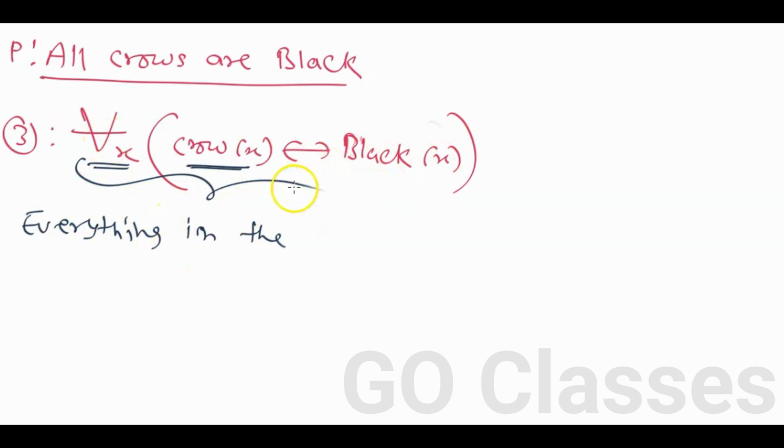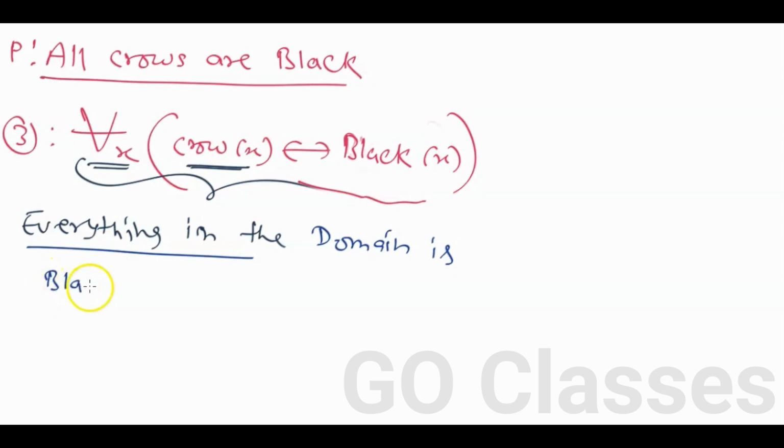So I want to see whether this expression is a correct expression for this English statement or not. But you can notice what this expression is saying: everything in the domain is a crow if and only if it is black. Or you can say everything in the domain is black if and only if it is a crow. But this is not what we want.